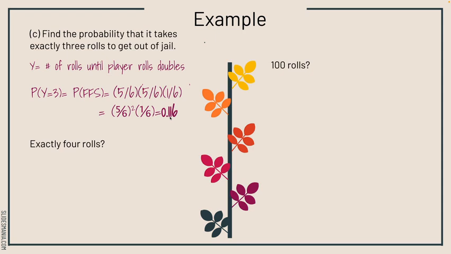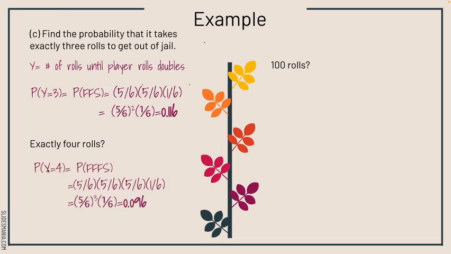Okay, what about if we want to find the probability of exactly 4 rolls until we get a double? So we would say probability Y equals 4. So it would be fail, fail, fail, and then a success here. So we have 5/6 to the third times 1/6, which gives us this value right here.